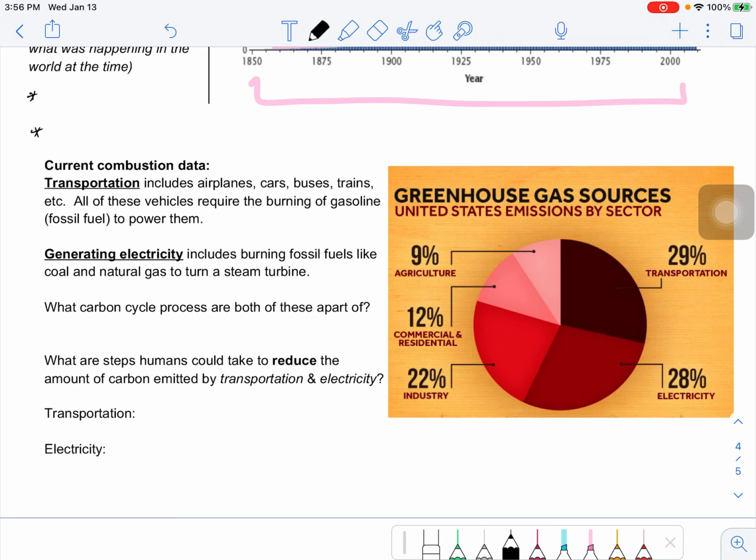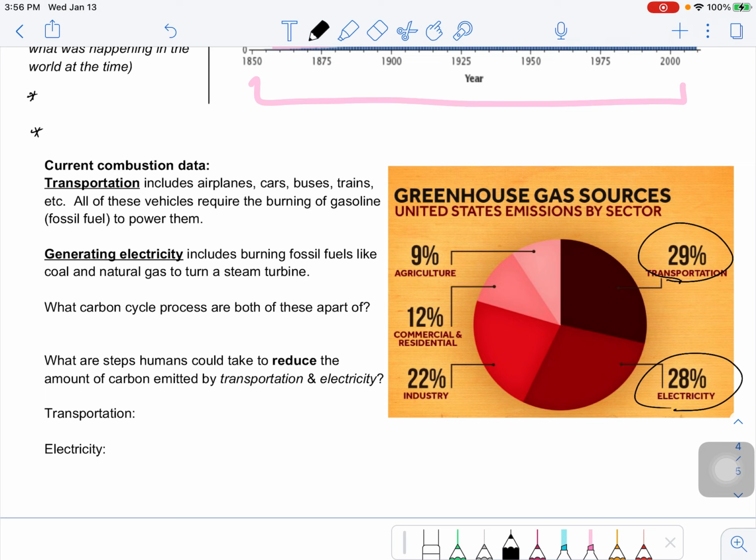Our last little piece of combustion here is just thinking about what are we using all these fossil fuels for? So another pie chart here with a few numbers. Our biggest 2 over here on the side, transportation. So that's both personal and public transportation. So airplanes to individual vehicles, and then also electricity.